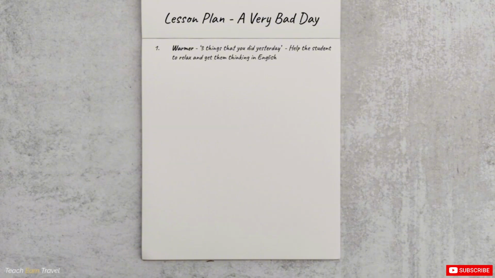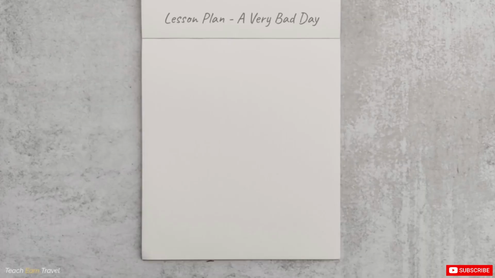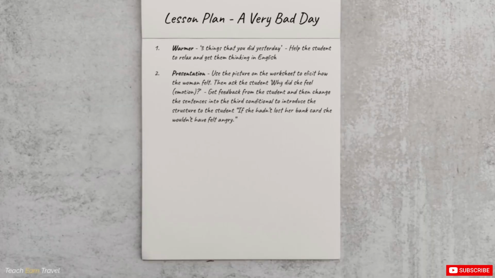Optional warmer, it's up to you. I've included it just to remind us that the warmer is there. Three things that you did yesterday. And then let's go back. We're going to take all of this on the left and let's just summarize it. Number 2, presentation. Use the picture on the worksheet to elicit how the woman felt. That's what we did. Then ask the student, why did she feel, and whatever emotion you decide to focus on. We get our feedback from the student and then change the sentences into the third conditional to introduce the structure, the target structure to the student.